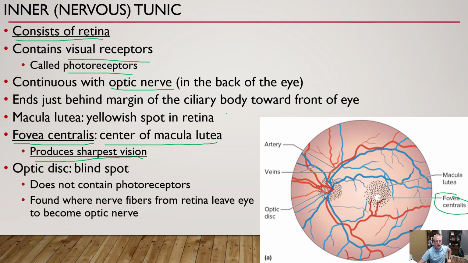Now we also have this thing called a blind spot, or your optic disc, and that's because we have a bunch of blood vessels running into our eye. Because of those blood vessels running into the back of our eye, we don't have any photoreceptors in that area, and that's our blind spot.